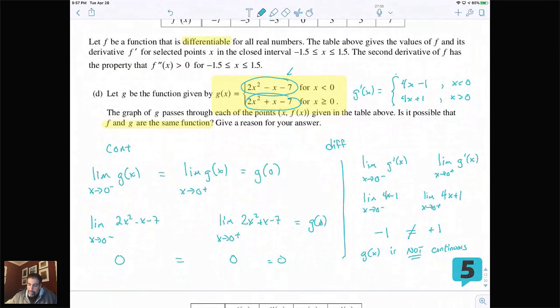So the answer to this question, is it possible that f and g are the same function? The answer is no. Give a reason. f is differentiable. g is not. And with this work, we are good to go. To be honest with you, you actually don't even need to do this part. If you could just look at that and realize that these were continuous, you don't need to do this. Just by showing it's not differentiable is going to be good enough to make this work.